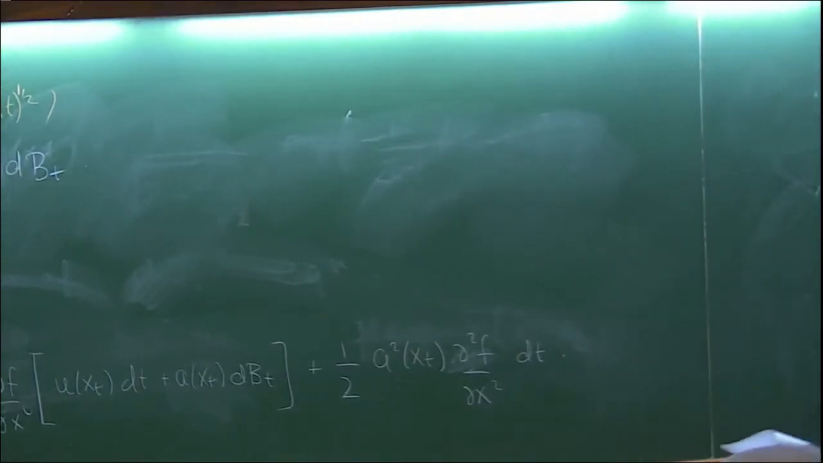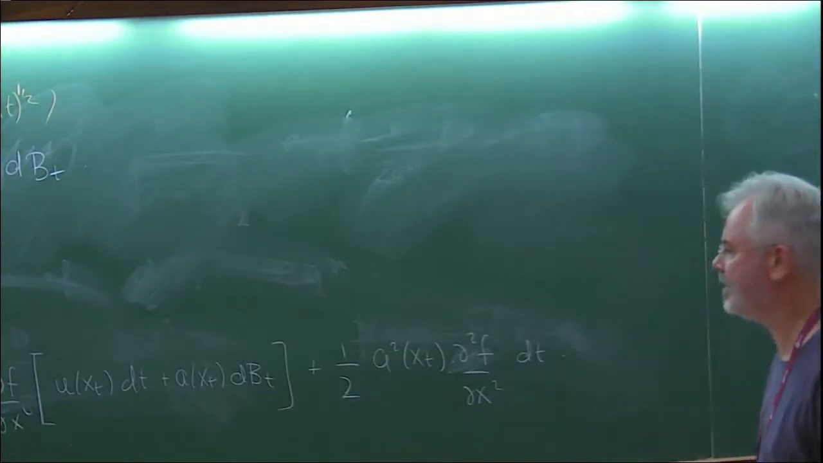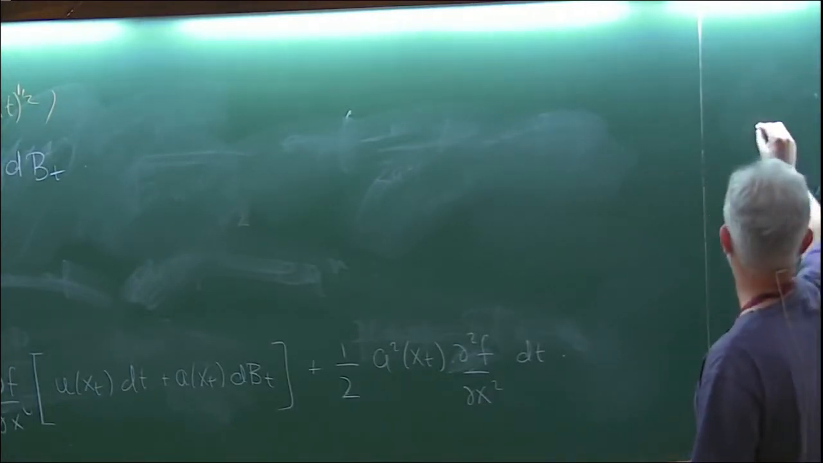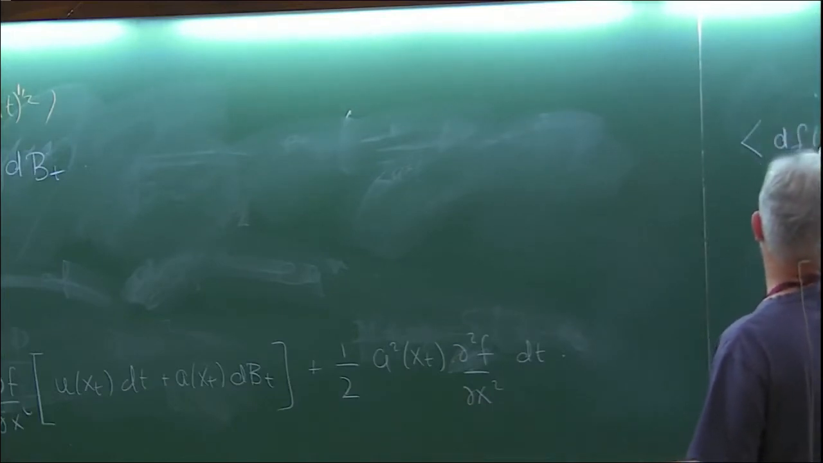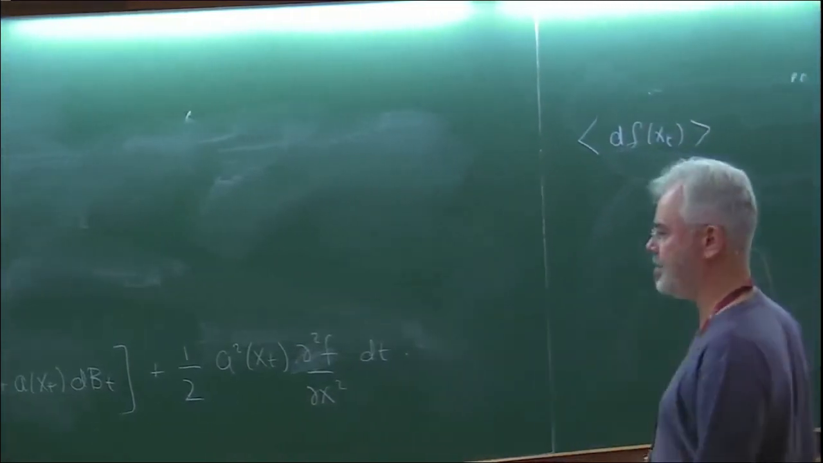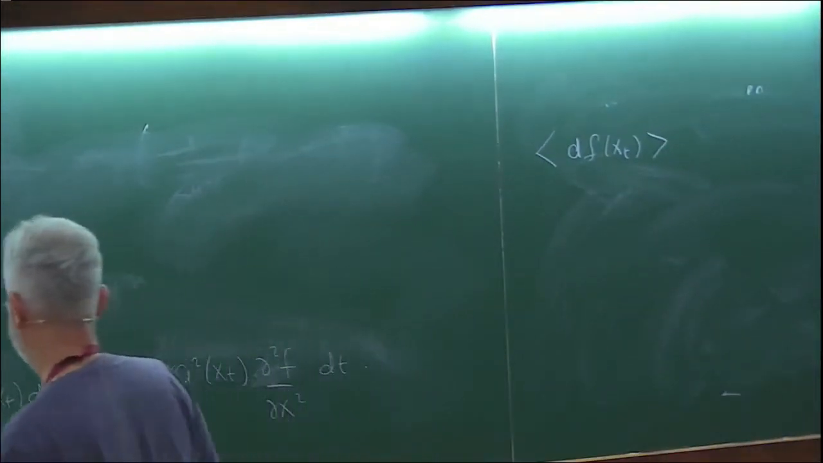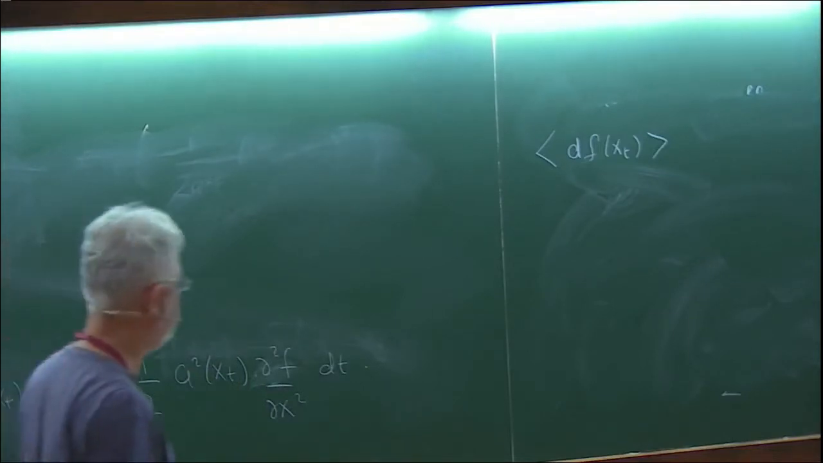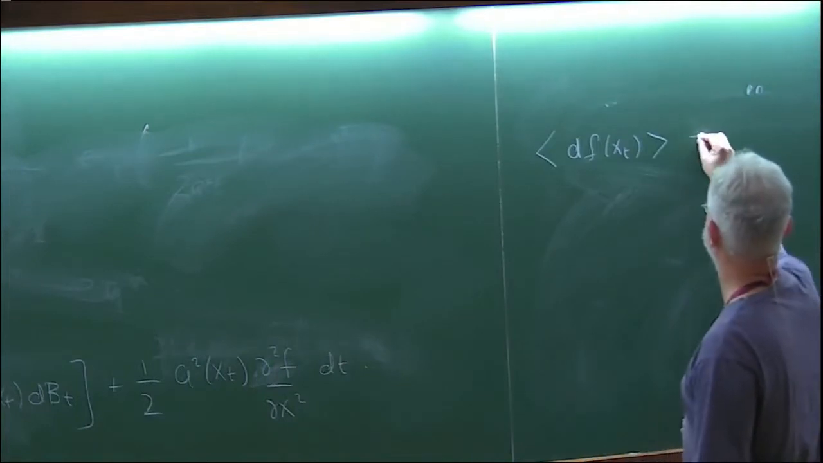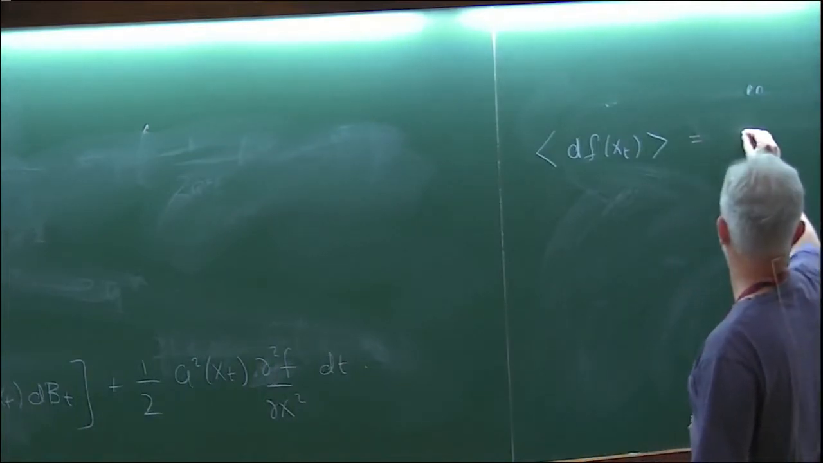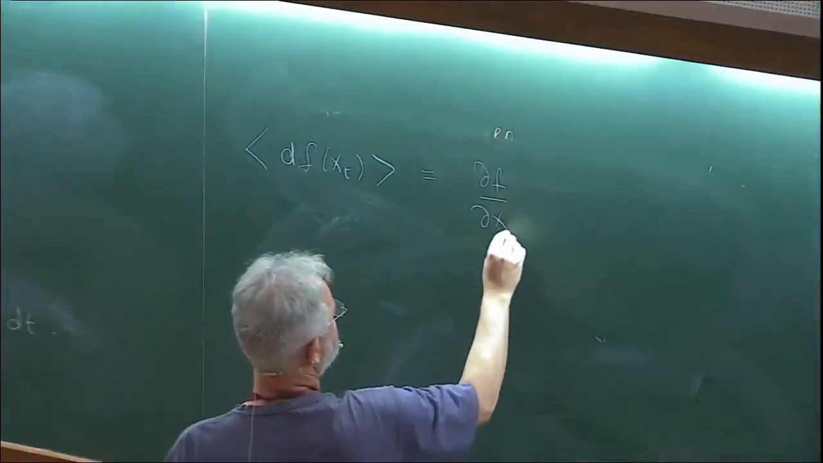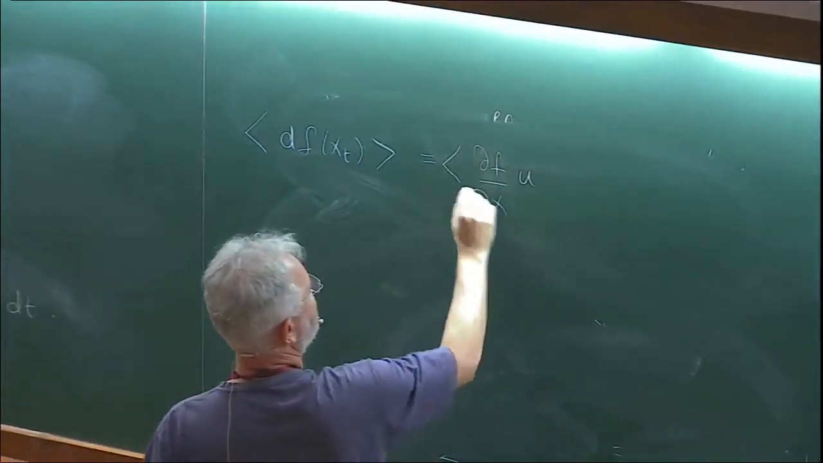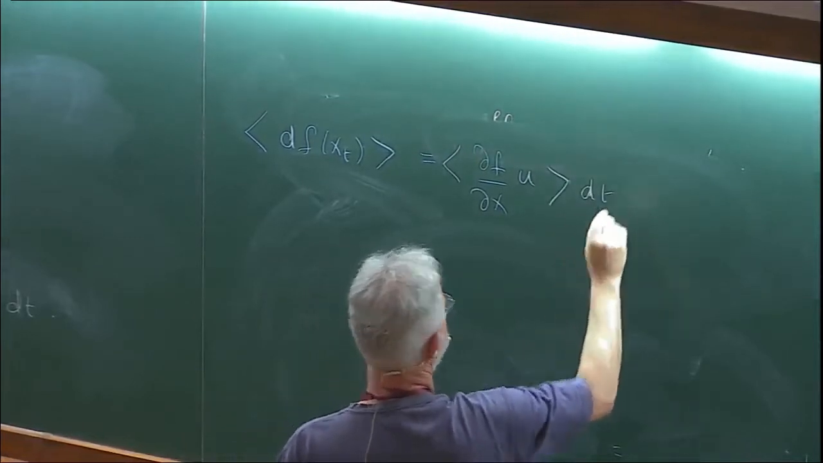Okay, so now let me take the average of this equation. Let me look at the average value of df of x of t. What happens now is you can see that this term here, dB of t, is independent of x of t. It's just drawn out of the computer independently of what we were doing. So when I take the average value, let me do it in two steps. This is equal to df by dx of u, all evaluated at x of t, so I have the average value times dt.